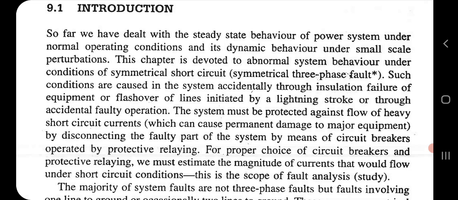To break a faulty part, what is required? A circuit breaker is required, and a relay is required. The relay detects what the fault is. When a fault occurs, the magnitude of the current suddenly increases. That increase in current is detected by the relay. The relay gives a signal to the circuit breaker, then the circuit breaker will open and isolate the faulty section.